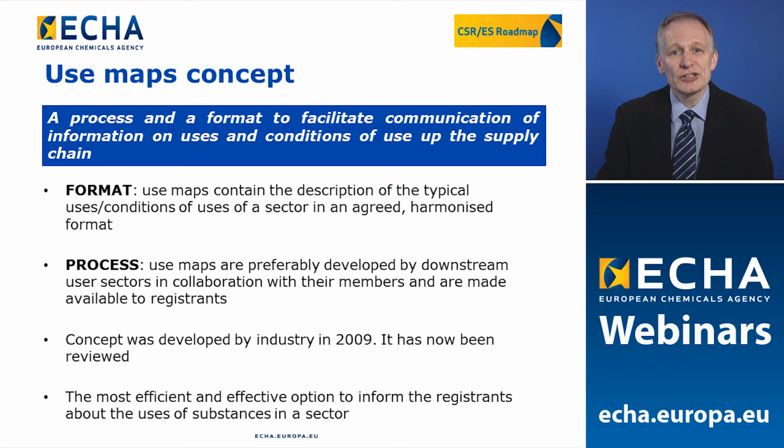Use maps are not designed to be substance specific and do not list names of substances. Rather, they describe uses such as activities or processes for which several substances may be used. In terms of the process, use maps are preferably developed by downstream user sector organisations in collaboration with their members and are then made available to registrants. Industry has realised the value of this concept since 2009.